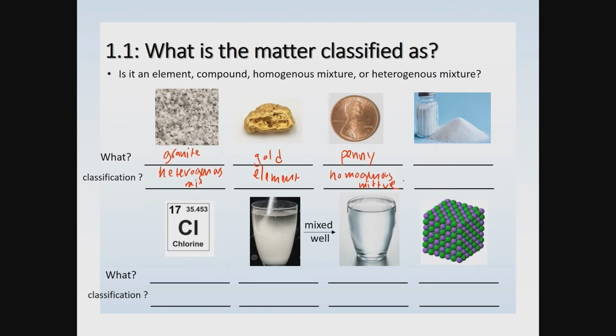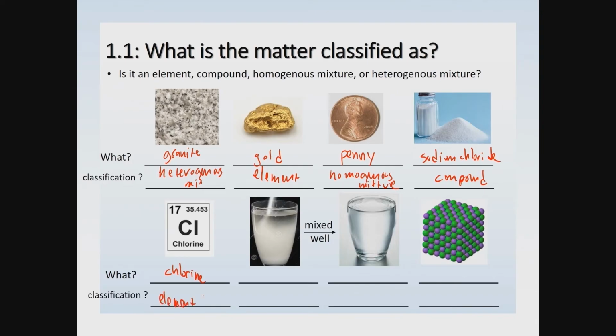Okay, and so the next picture there is a picture of table salt. And so you probably know that table salt is sodium chloride. And so sodium chloride is a pure substance, but it is comprised of two different elements bound together. So this should be a compound. Okay, next we have a picture of one of the elements in the periodic table. This element is chlorine, and so this would be considered an element.